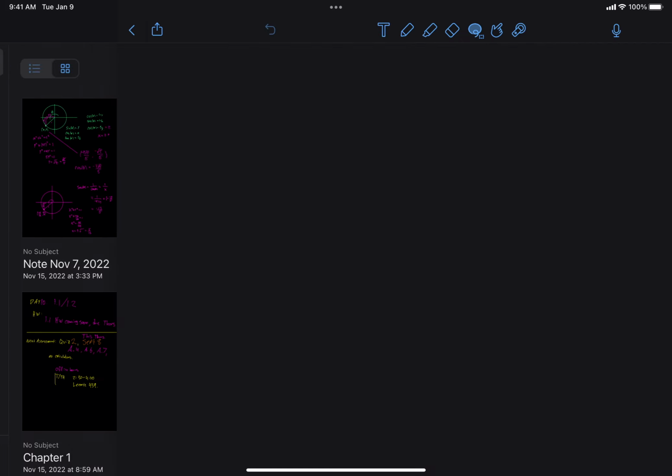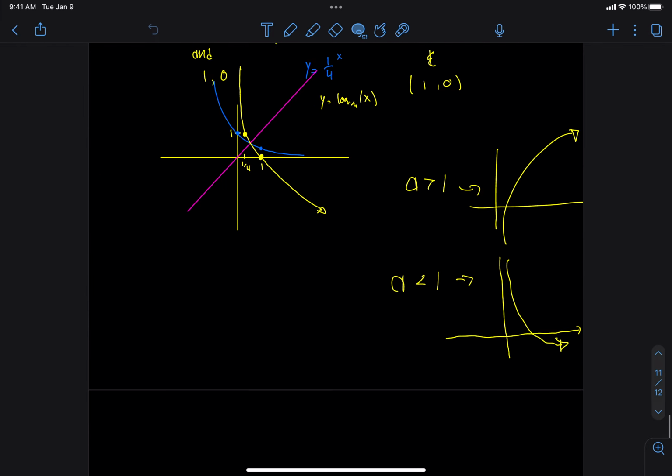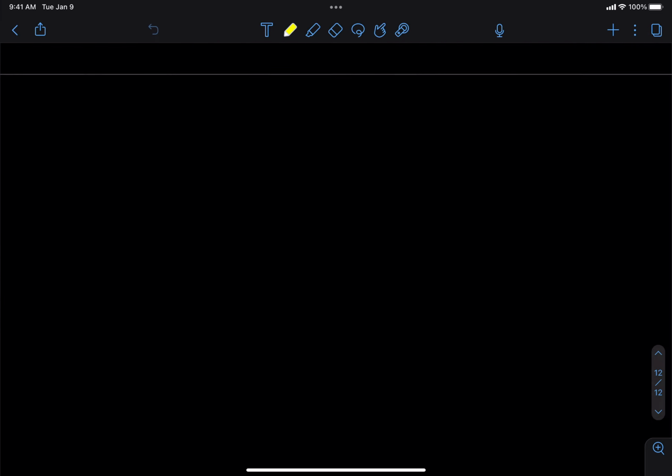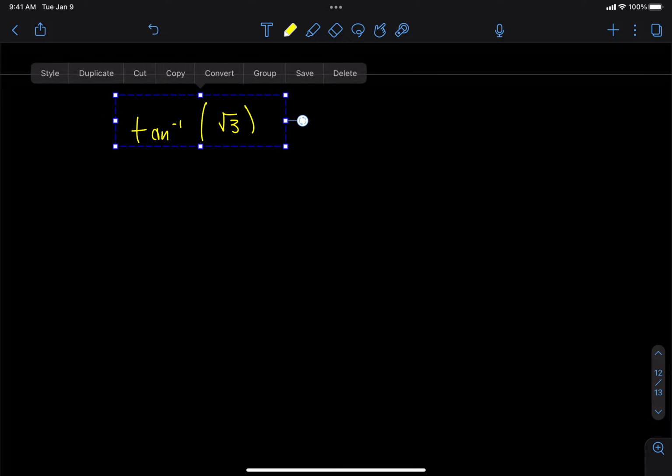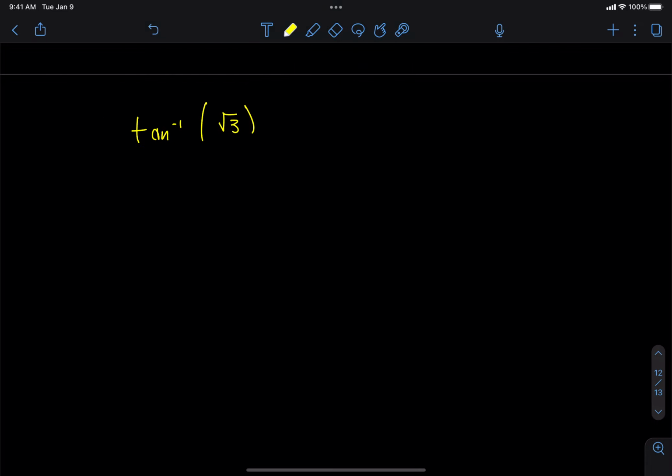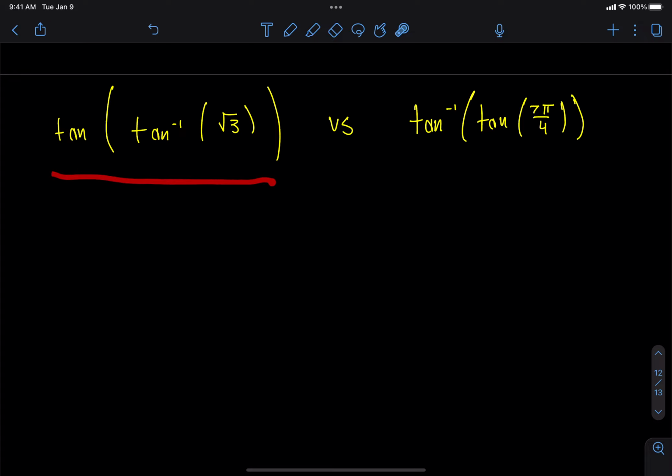Okay, let's do this, we're going to do 2 problems. The first problem will be one of these. We're going to do this, but then we're going to do this. And then we're going to do one which will be the opposite of that. So it will be tan inverse of tan of 7 pi over 4. Let's start with the first one.